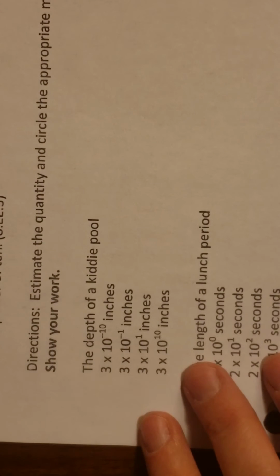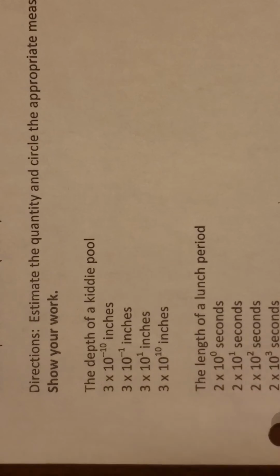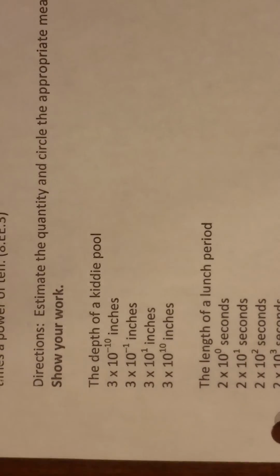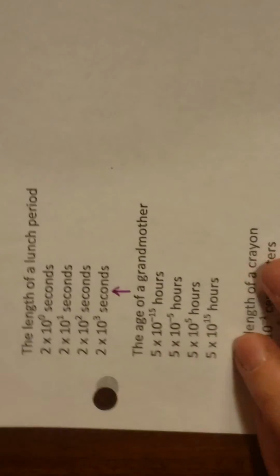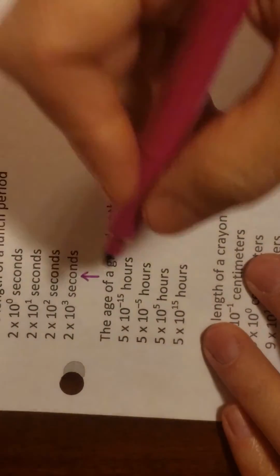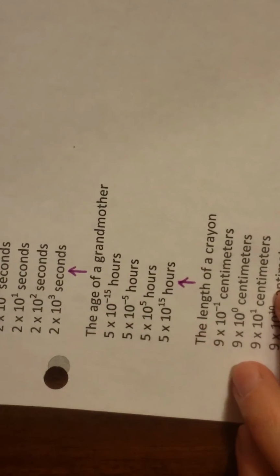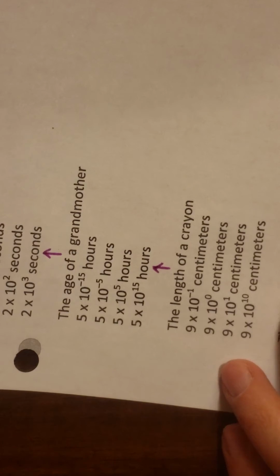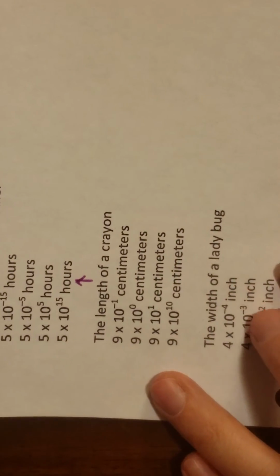So you only have 5 questions for your homework. This is a depth of a kiddie pool, so this is like a little pool that you'd put in your backyard, not like an in-ground or Olympic pool. The length of a lunch period, just note that it's in seconds. The age of a typical grandmother, just to make it a little bit tougher, we did it in hours rather than years because math is fun, so you'll have to convert hours to days to years and so forth. The length of a crayon.